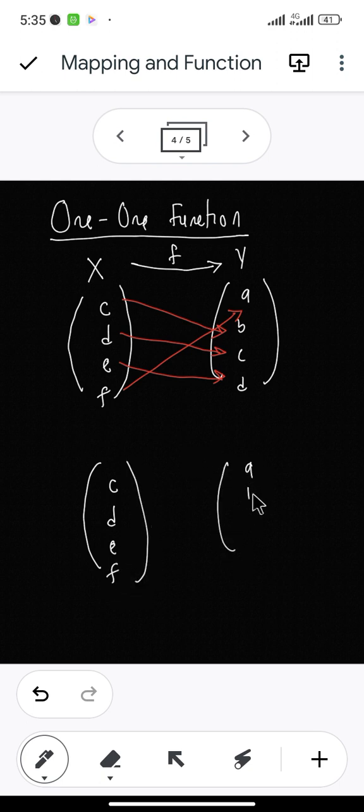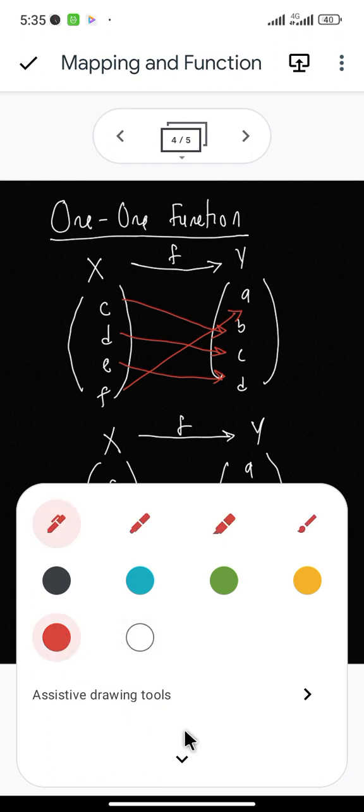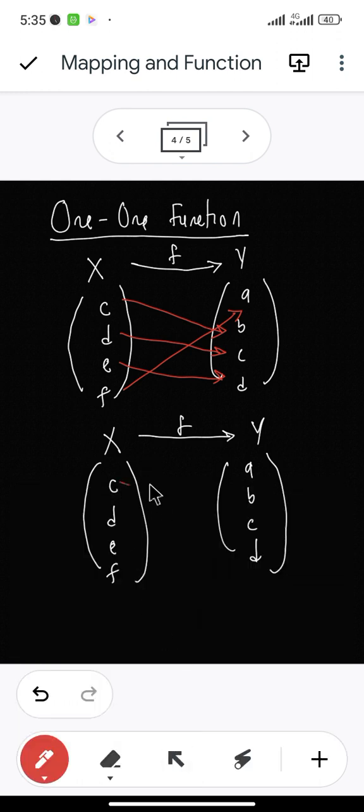We have A, B, C, D, X, and Y. I have a function linked to both of them, F. So now, if this is mapped to this, this is mapped to this, this is mapped to this, and F is still mapped to C. This is a true mapping, you understand? It's a true mapping, but it is not a one-to-one kind of function, understand?